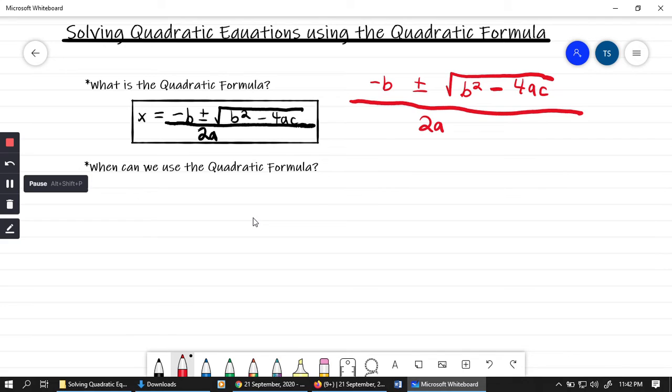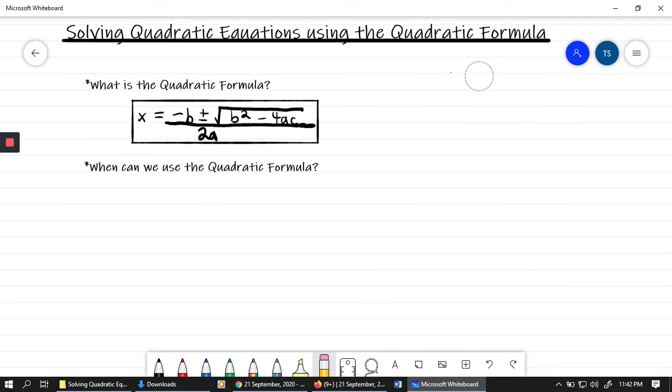So next, it's important for us to remember when we can actually use the quadratic formula. Again, as promised, I'm erasing all of that. The quadratic formula can be used to solve any type of quadratic equation. However, that quadratic equation has to be written in a particular form, in a particular way.